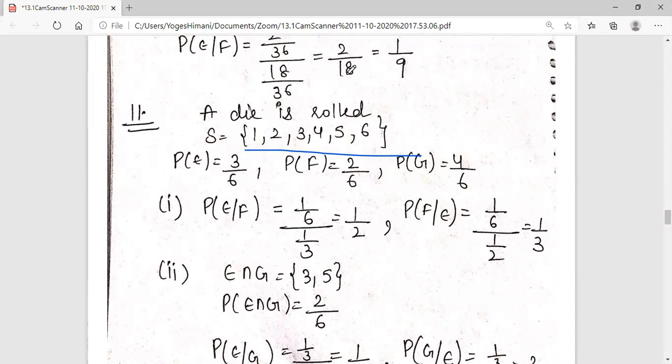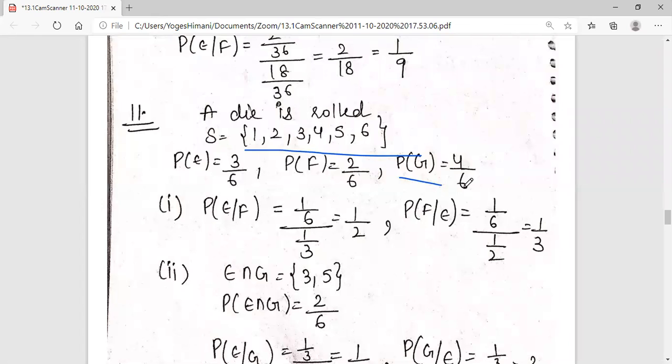3 are there, 3 by 6. Okay. Now, probability of E is 3 by 6, probability of F is 2 by 6, and probability of G. See students, in E there are 3 elements, that's why 3 by 6: 1, 3, 5. In F 2 elements are there, 2 and 3, that's why 2 by 6. And in G elements are 2, 3, 4, 5, that's why probability is 4 by 6.